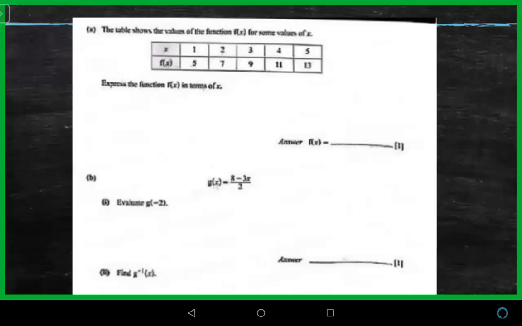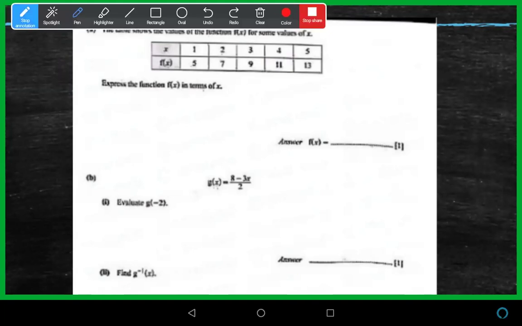They have given us the input and the output. The input is 1, the answer is 5. The input is 2, the answer is 7. The input is 3, the answer is 9. Okay, so we have to find the function. So how can we find the function? Let me check what we have to do in this question.